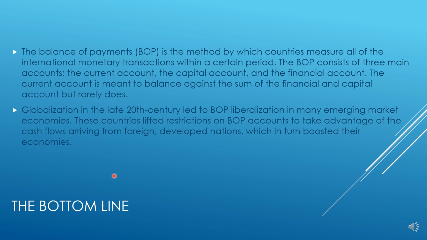Also, there are two types of transactions: autonomous transactions and accommodating transactions. Autonomous transactions are independent of balance of payment situations, whereas the accommodating transactions take care of whether there is surplus or deficit. If there is deficit, then the accommodating transactions would try and balance the balance of payment situation of the country, and hence they are dependent on the balance of payment situations.